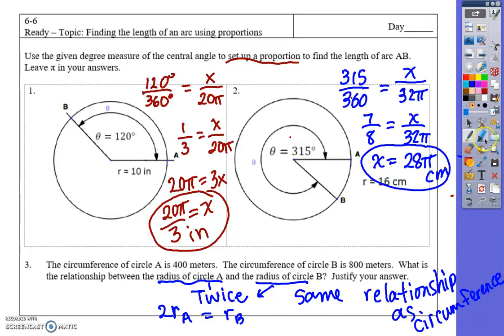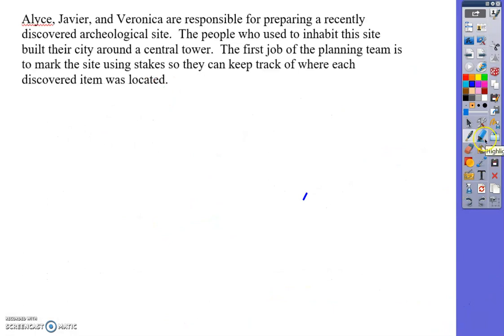All right, so next we have what we're talking about today. So Alice, Javier, and Veronica are responsible for preparing a recently discovered archaeological site. The people who inhabited the site built their city around a central tower, and the first job is to figure out where they should mark stakes so that they can keep track of where they're discovering things on the site.